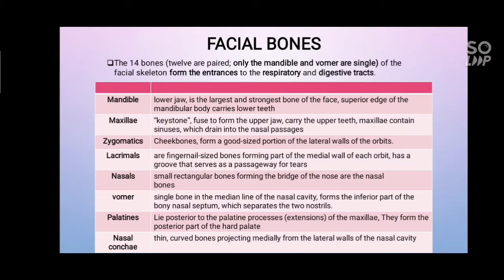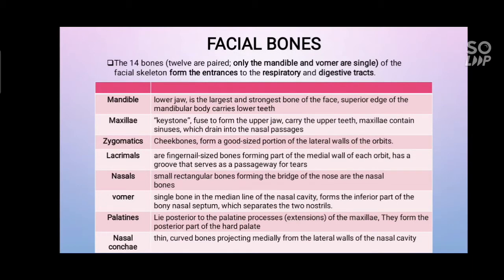Then, yung nasals, small rectangular bones forming the bridge of the nose, are the nasal bones. Vomer, single bone in the median line of the nasal cavity, forms the inferior part of the bony nasal septum, which separates the two nostrils, while palatines lie posterior to the palatine processes or extensions of the maxillae. They form the posterior part of the hard palate. So, ito naman is posterior na or nasa likod na parte na siya nung maxillae.